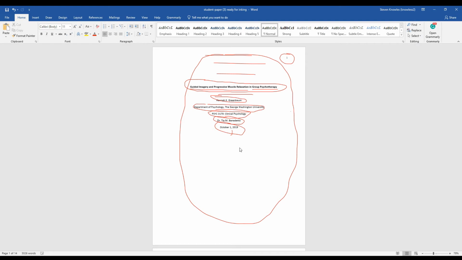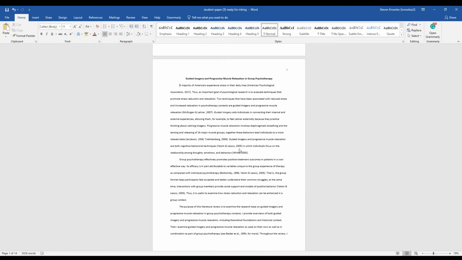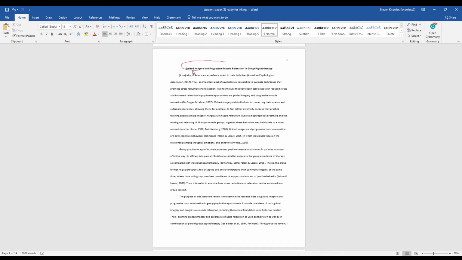Now let's look at your first page. The paper's title is repeated exactly as it appears in the title page. There should be no introduction named, no heading named introduction. The first line of every paragraph is indented. There are no spaces in between paragraphs.